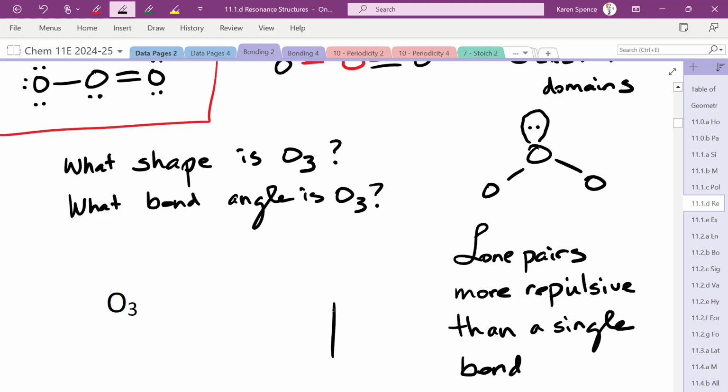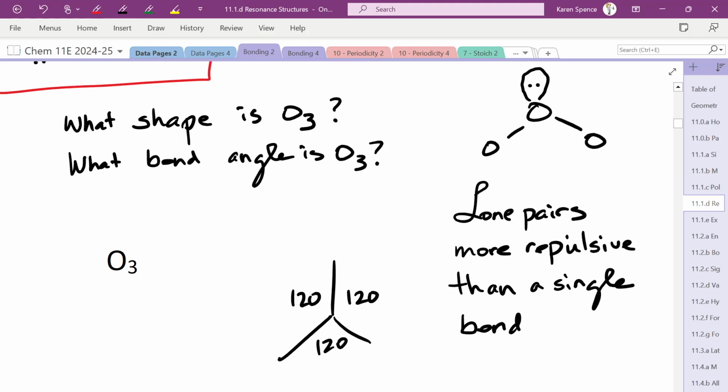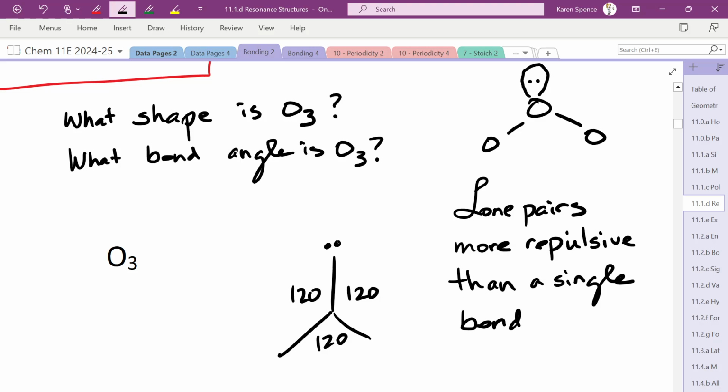So normally what we would have is 120, 120, 120, yes? But if this is a lone pair, then this gets pushed away. And this gets pushed away. And so this is now going to be less than 120. If it's at 120, all of a sudden they get pushed more. And so they're like, ooh, squish.